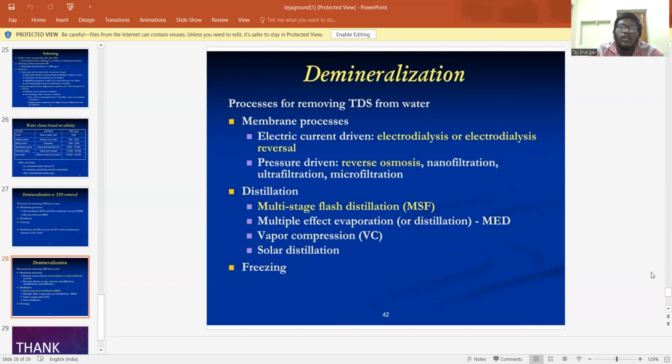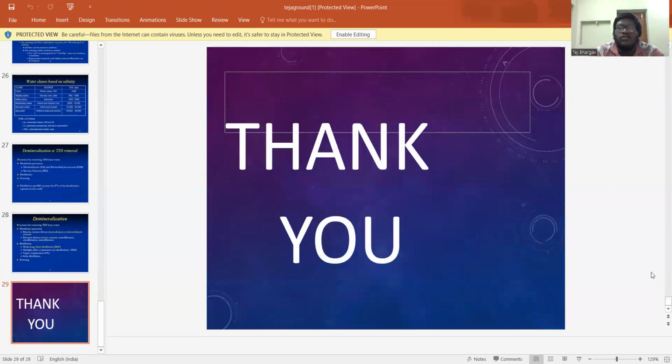Next, distillation: multiple stage flash distillation, MSF, multiple effect evaporation or distillation, MED, vapor compression, VC, and solar distillation, and at last, freezing.